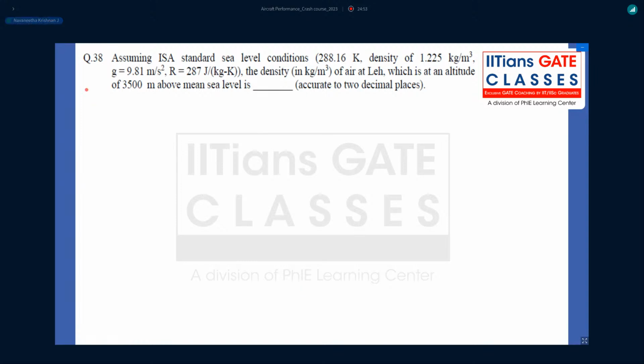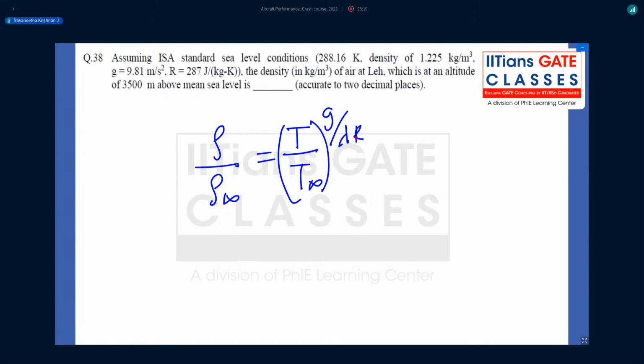So, to find out the density at 3,500 meter, it lies in the troposphere, so we can use the troposphere relation. What is the troposphere relation? Rho by rho infinity equals T by T infinity power g by lambda R minus 1.